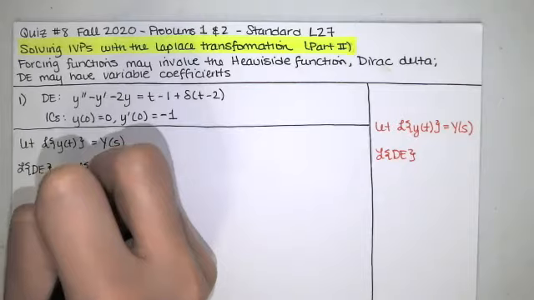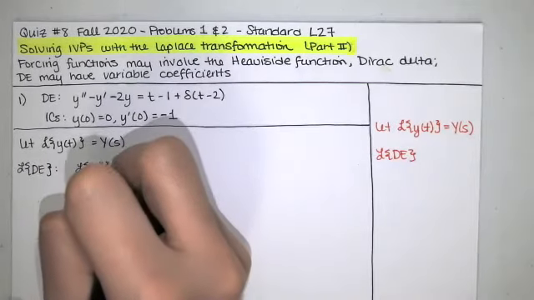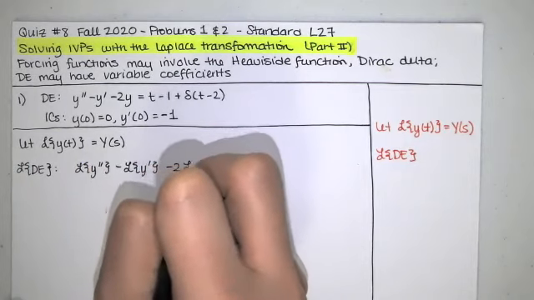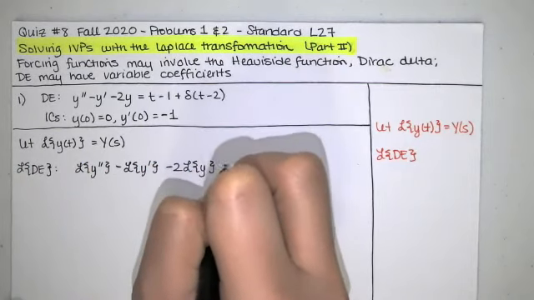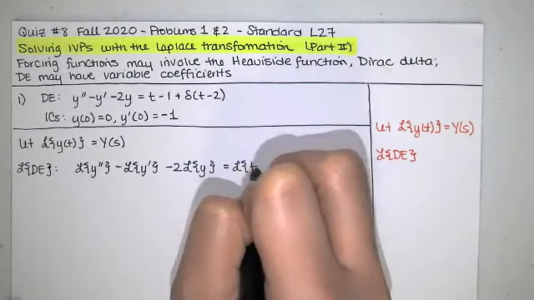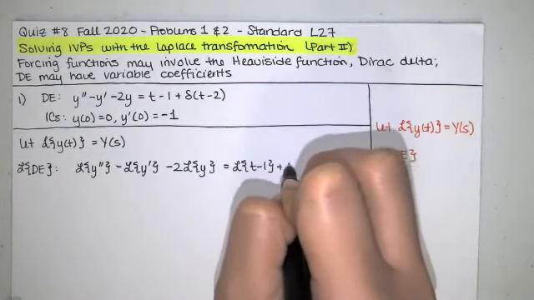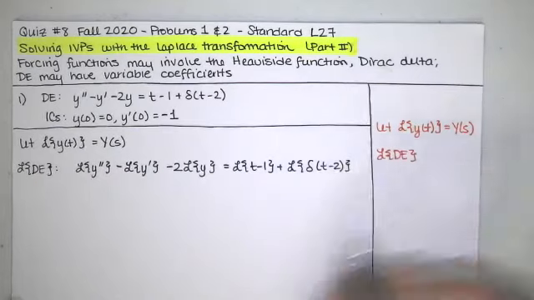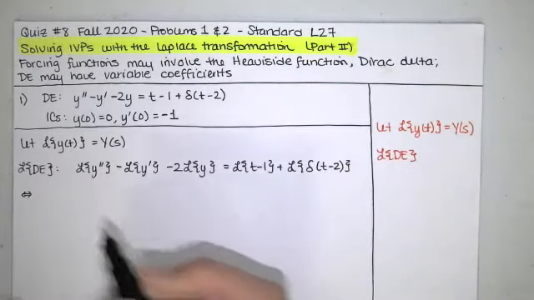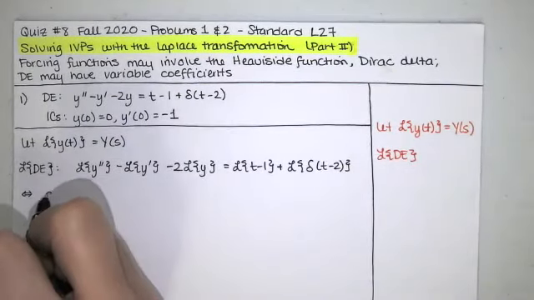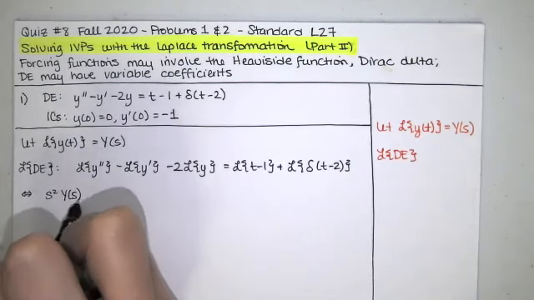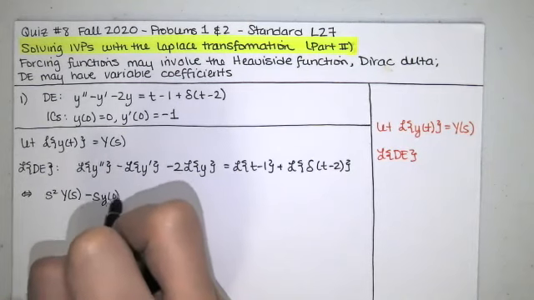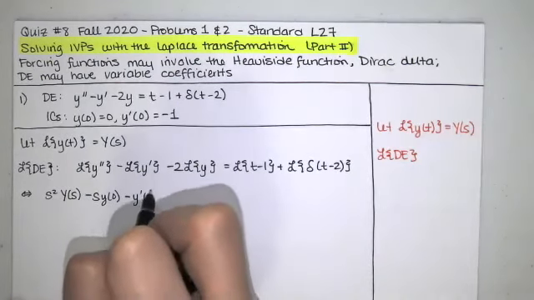So we'll have the Laplace transform of y double prime minus the Laplace transform of y prime minus 2 times the Laplace transform of y equals the Laplace transform of t minus 1 plus the Laplace transform of this delta at t minus 2. The Laplace transform of y double prime is s squared times Y of s minus s times little y at 0 minus y prime at 0.